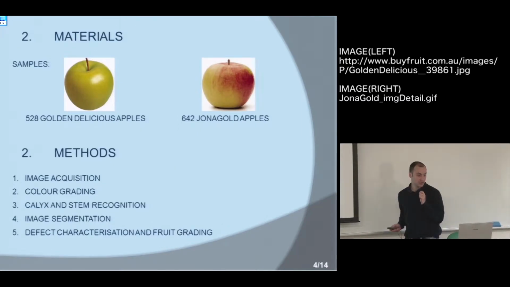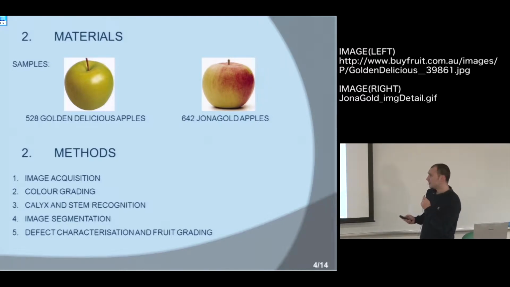So this is my material. We used 528 Golden Delicious apples and 642 Jonagold apples. And the method is divided into 5 parts.